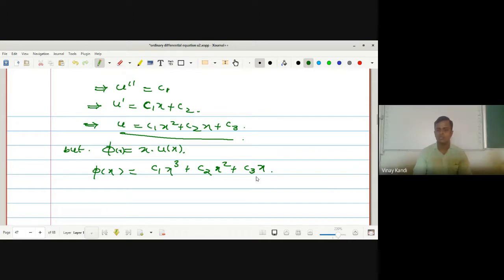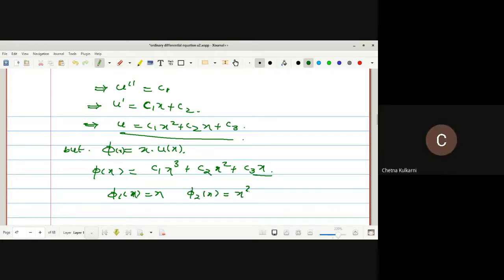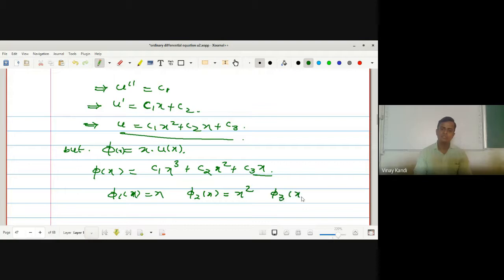Okay, one solution is what? phi 1 of x is given to you, x. Phi 2 of x will be x square, and phi 3 of x is x cube. So these are the solutions of the given differential equation. x, x square and x cube are linearly independent solutions. Okay, any doubt? No, sir.